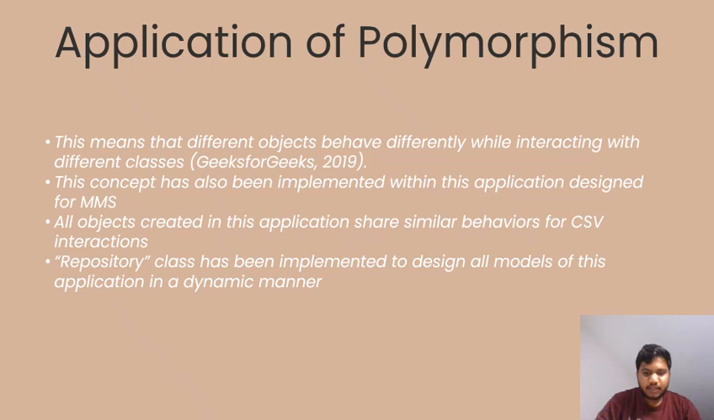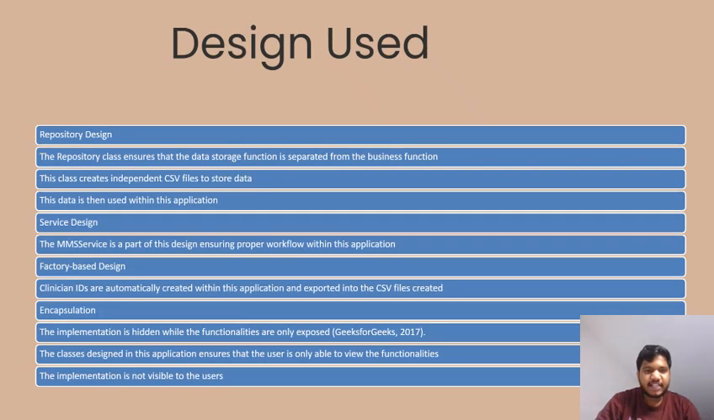And coming to the next slide, design used. We use the repository design, service design, and factory-based design. Firstly, coming to the repository design. The repository design is crucial. It separates the data storage, the CSV files, from the business logic, which means we could swap out CSV for a database later without rewriting the whole application.